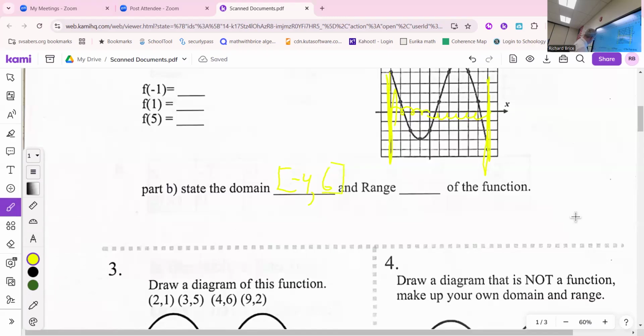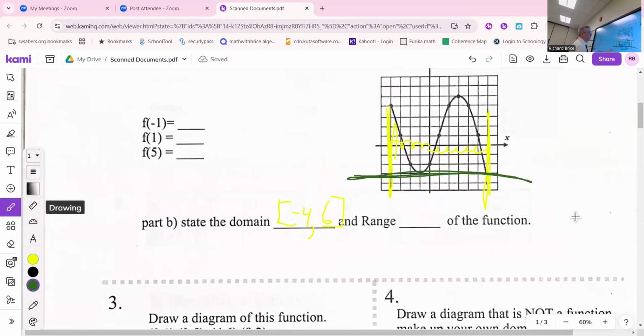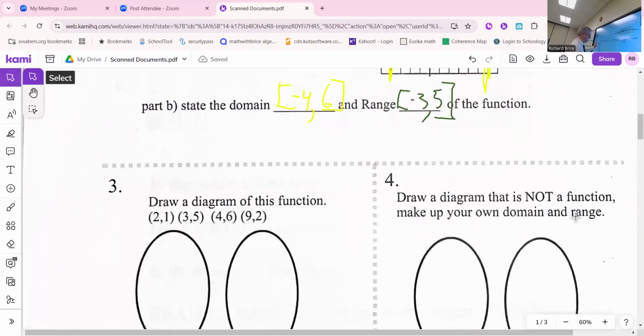The range are the y values. So you go to the lowest y and we go to the highest y. So the lowest y, we're going down 1, 2, 3 to the line. So it starts at -3. The highest y, 1, 2, 3, 4, 5. We go up 5. If you have any questions, make sure you ask me in class before the test.